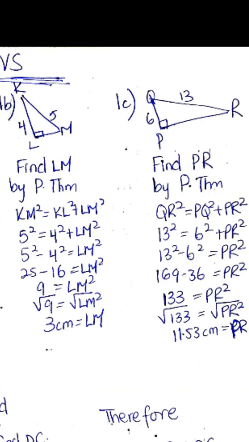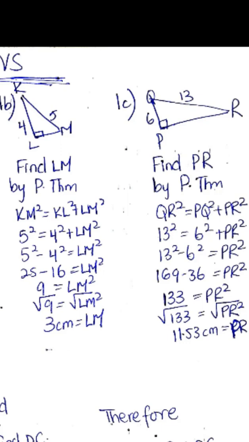So we have 6 squared plus, we don't know what PR is, so we leave PR, and we are going to maneuver and solve for PR. So it'll be 13 squared, we send over the 6, minus 6 squared is equal to PR squared, and we work that out. 169 minus 36 is equal to PR squared. 133 is equal to PR squared.